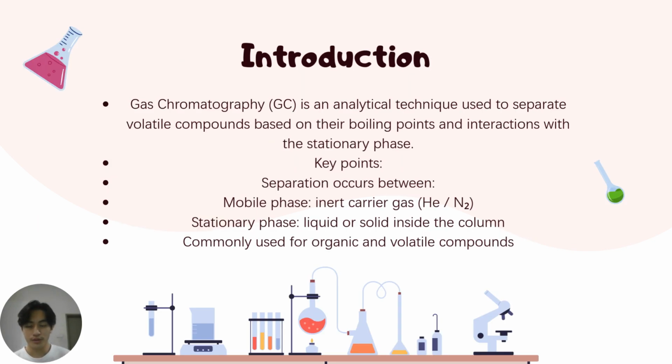So we'll start with an introduction. So what is gas chromatography? Gas chromatography, or GC, is an analytical technique used to separate volatile compounds. The separation is based on differences in boiling point and how each compound interacts with the stationary phase. In gas chromatography, an inert gas such as helium or nitrogen acts as the mobile phase, while the stationary phase is inside the column. Gas chromatography is commonly used to analyze organic and volatile compounds.